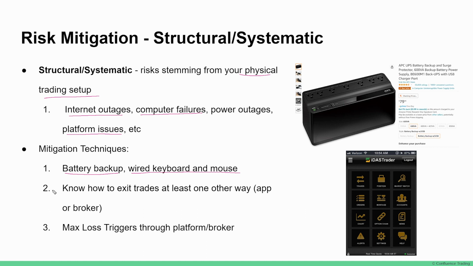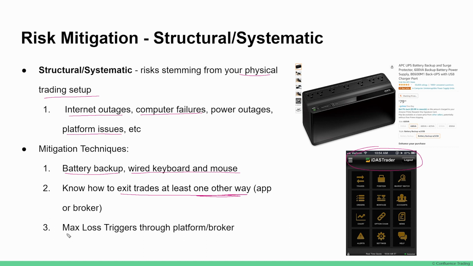The second thing you need to be aware of is you need to know how to exit trades at least one other way. All right, with Dash Trader Pro, I actually have an application on my phone, and I can exit trades via that. Or if I absolutely have to, I can go to Interactive Brokers, which is my broker, so not my platform, and I can exit trades with them as well via either their platform or a call if I absolutely have to.